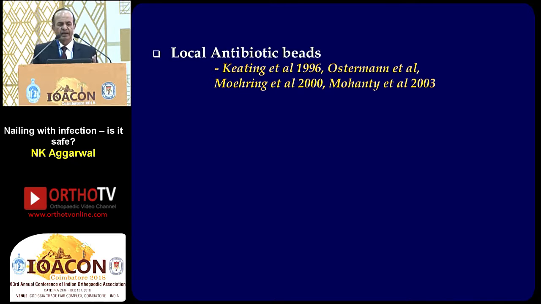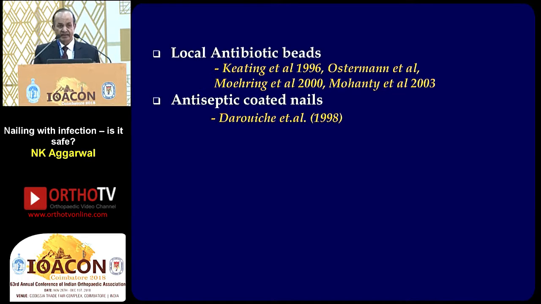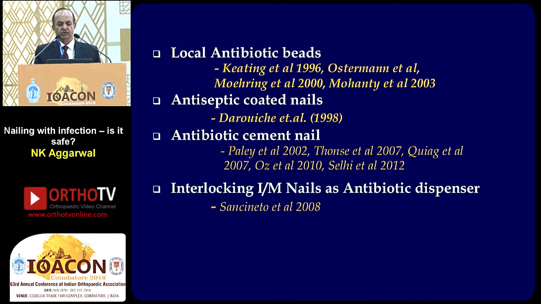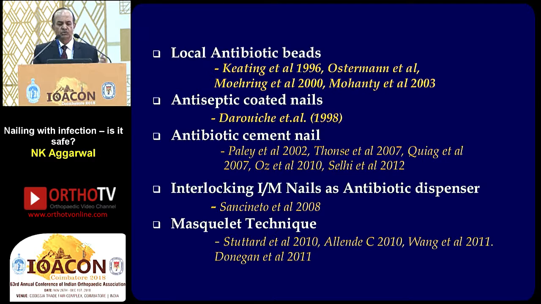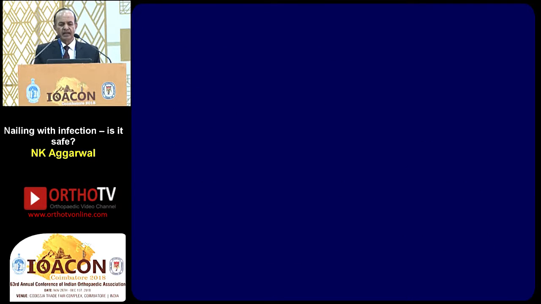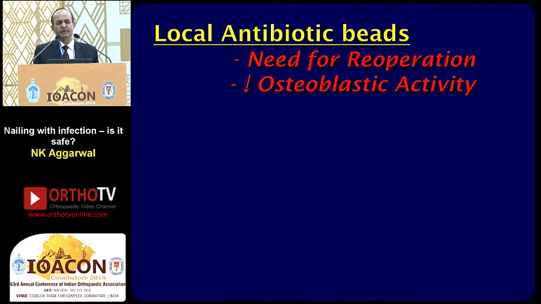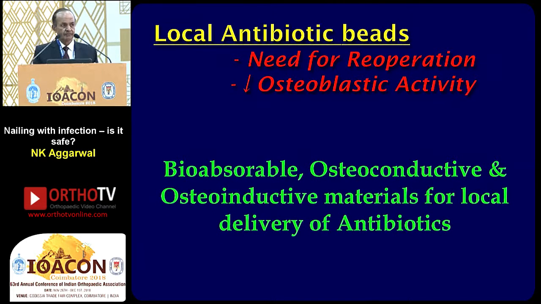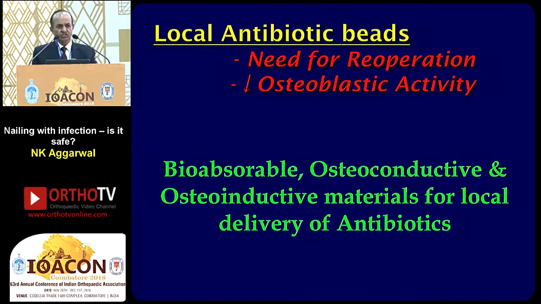Earlier it was antibiotic cement beads. Then we also have antiseptic coated nails and antibiotic cement nails, and interlocking intramedullary nails as antibiotic dispensers have also been used. And the masquelet technique is another one where we use a membrane. Now, with local antibiotic cement beads, there is a need for reoperation, and they decrease osteoblastic activity. To overcome this, we now have available bioabsorbable, osteoconductive, and even osteoinductive materials for local antibiotic delivery. So a second operation is not needed, and this is almost a reality today.